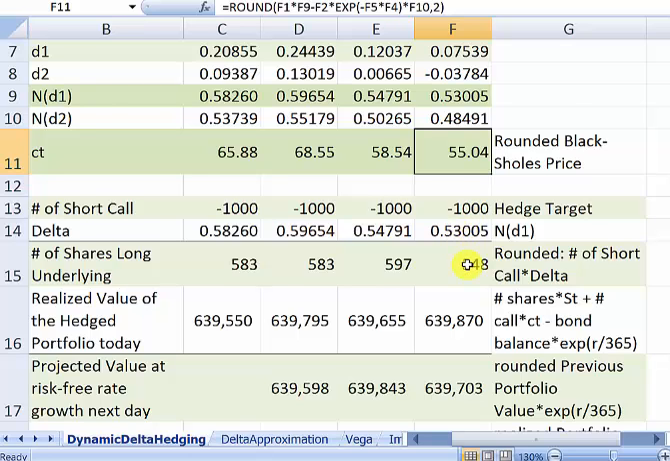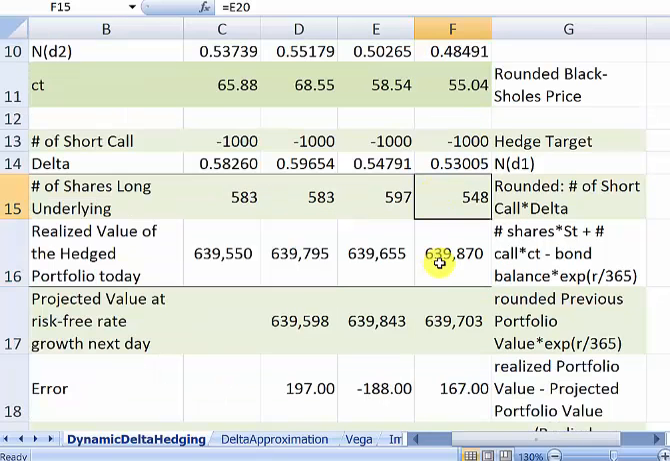Now, according to the delta, from yesterday, right? We still have 548 shares of the underlying. That's the number of shares we have in the long underlying position.